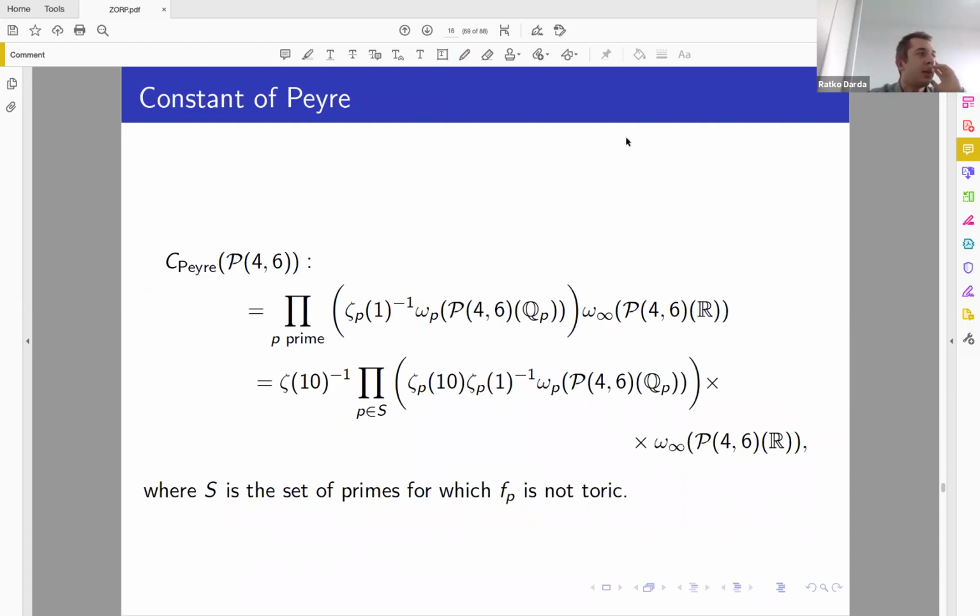Now let us define the Peyre constant of the stack P(4,6), the product of these over all primes. Because you have a zeta_p(1) in the denominator, this is not going to converge, and that's why we divide each time by zeta_p(1). And now we define the Peyre constant to be the product over p prime times the infinite volume, of course. Now, to rewrite this, you write zeta(10) minus 1, and you take this product where S is the set of primes for which f_p is not toric. Because for toric, you know that you always get zeta_p(1) divided by zeta_p(10). So now we have obtained this zeta(10).